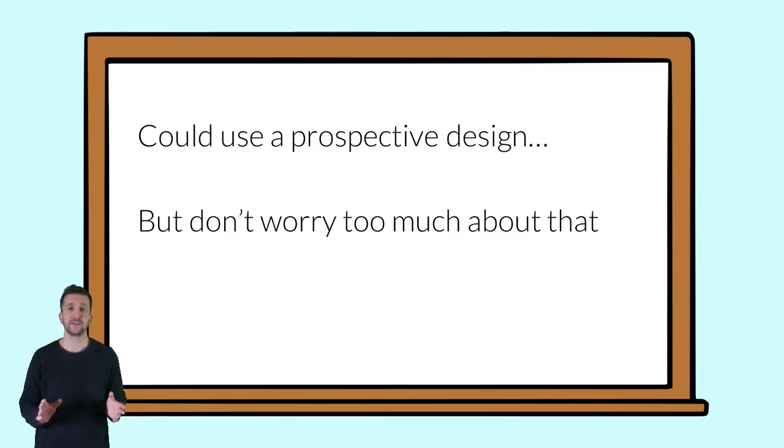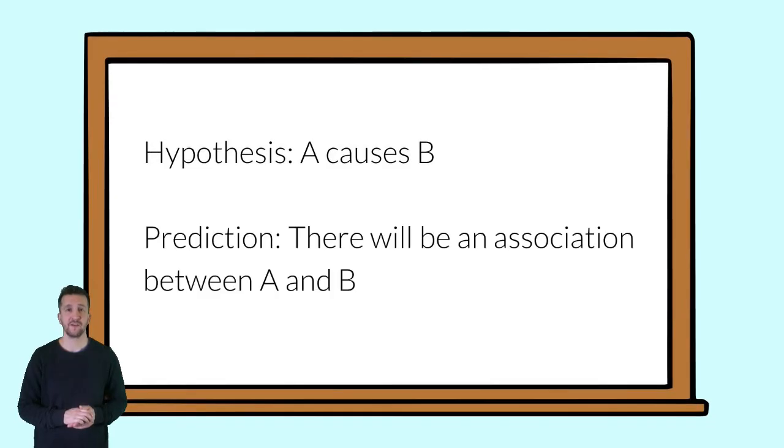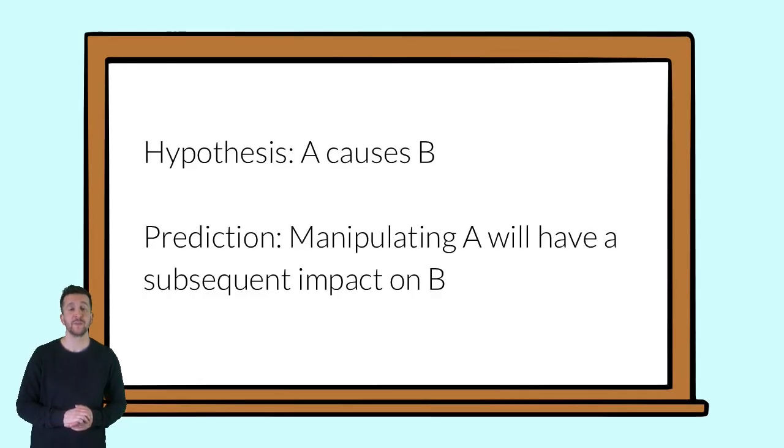So anyway, back to the hypothesis that A causes B. As mentioned, this hypothesis generates two predictions. First prediction is that if A causes B, then there'll be an association between A and B, as we've just been through. The second prediction is that if you manipulate A, then that will have a subsequent impact on B. And this is considered a powerful way of testing a causal hypothesis. So as a researcher, to test this prediction, the first thing you've got to do is manipulate A.